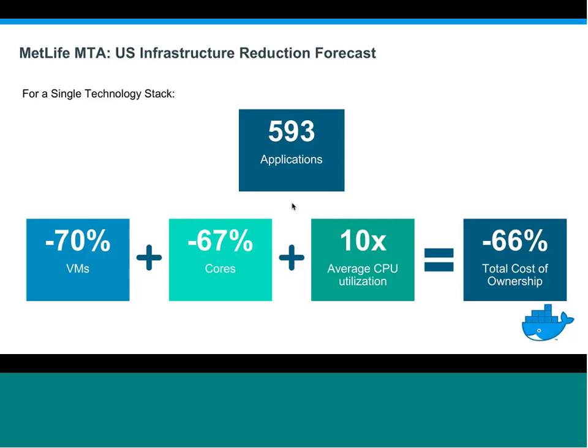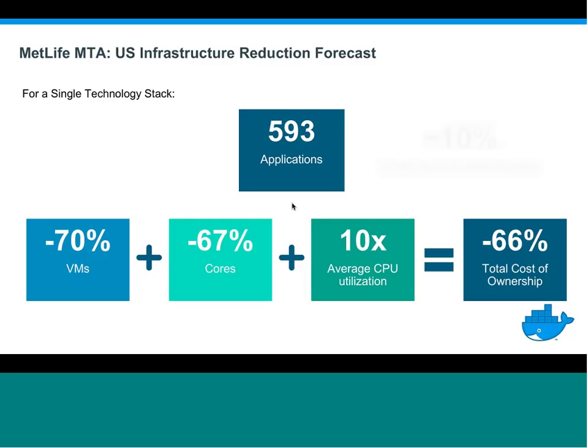And then they looked at their entire application portfolio and found that this technology stack was used in almost 600 different applications. So the same app stack was used across a lot of different apps. And if they multiply the efficiency savings that they get from that single application across all these different applications, they see that they can get up to 60% cost of ownership savings.